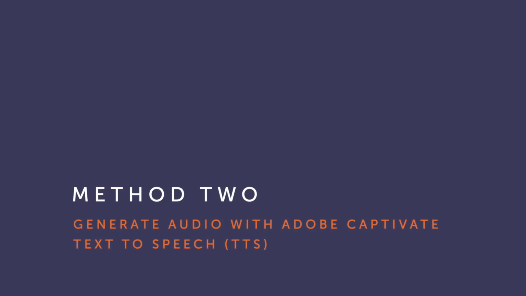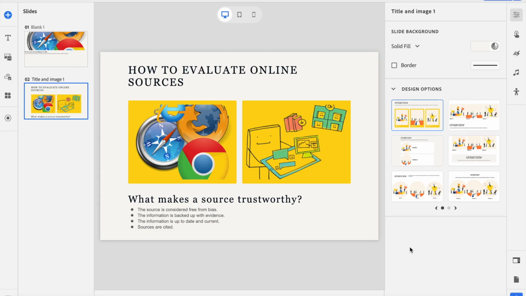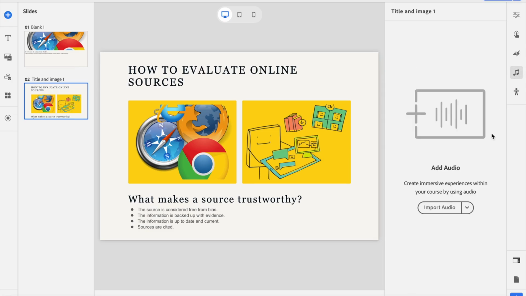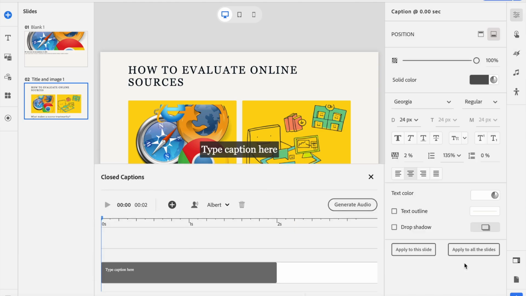Method 2. Generate audio with Adobe Captivate Text-to-Speech, TTS. First, click the Audio button on your right ribbon menu. Select Import Audio. Choose the Generate Text-to-Speech option. Add the text you'd like read out loud as a caption on your slide.